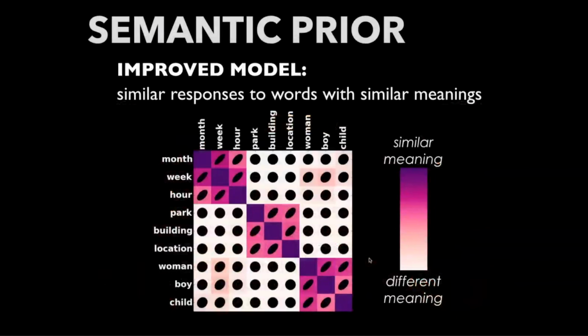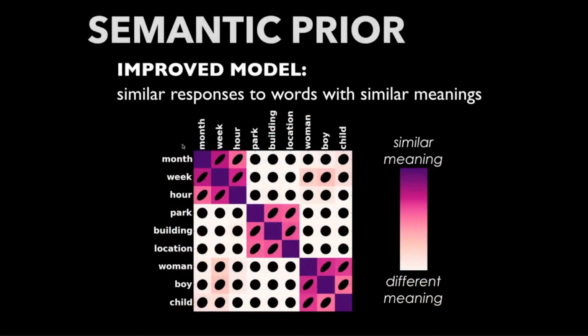So this is the second generation model. Let's call this the semantic model. And what it's going to say instead is that we expect to see similar responses to words with similar meanings.